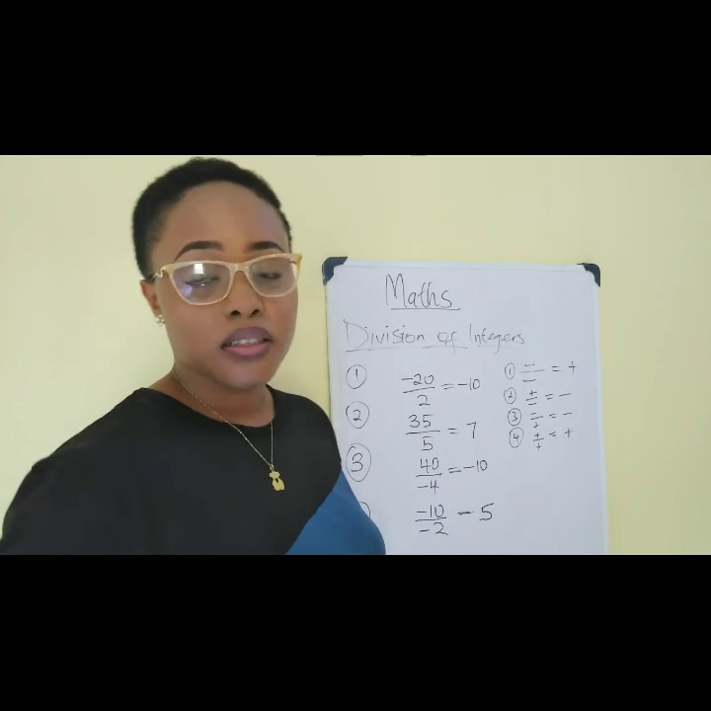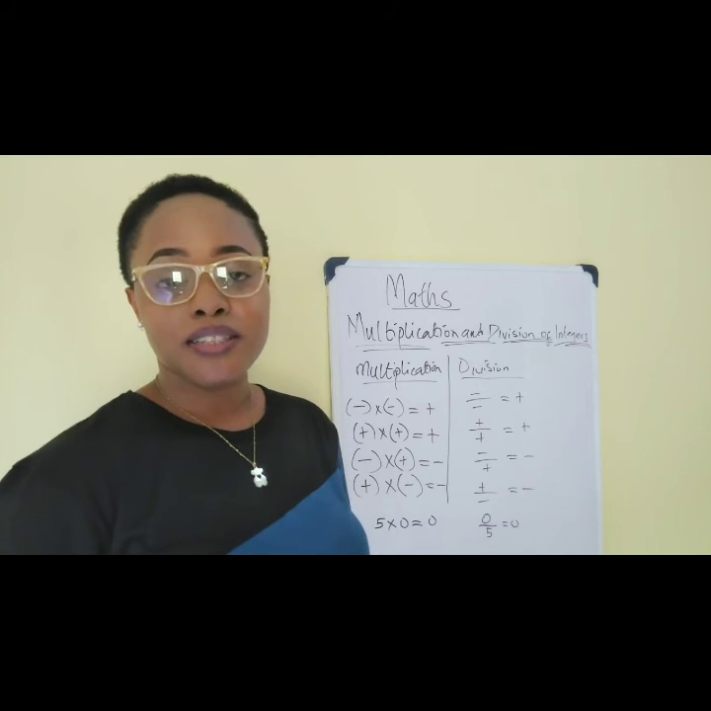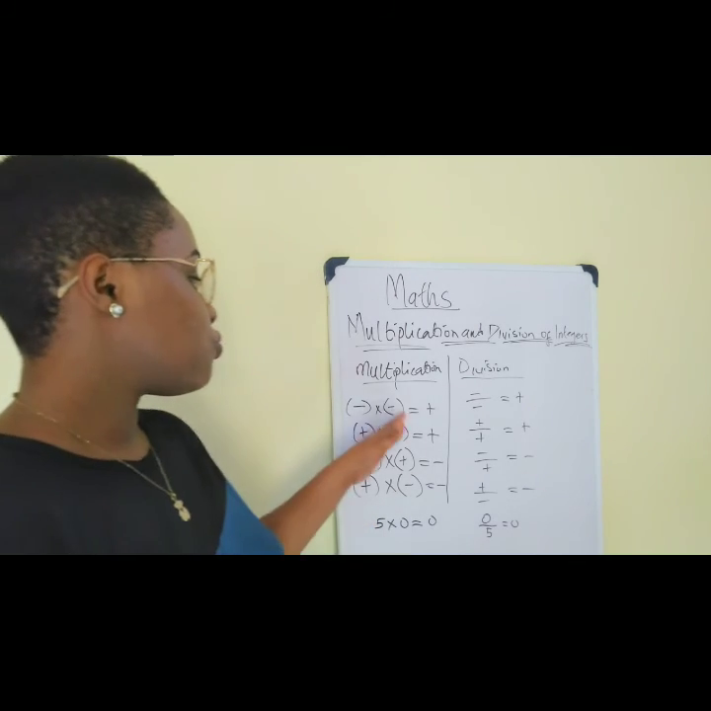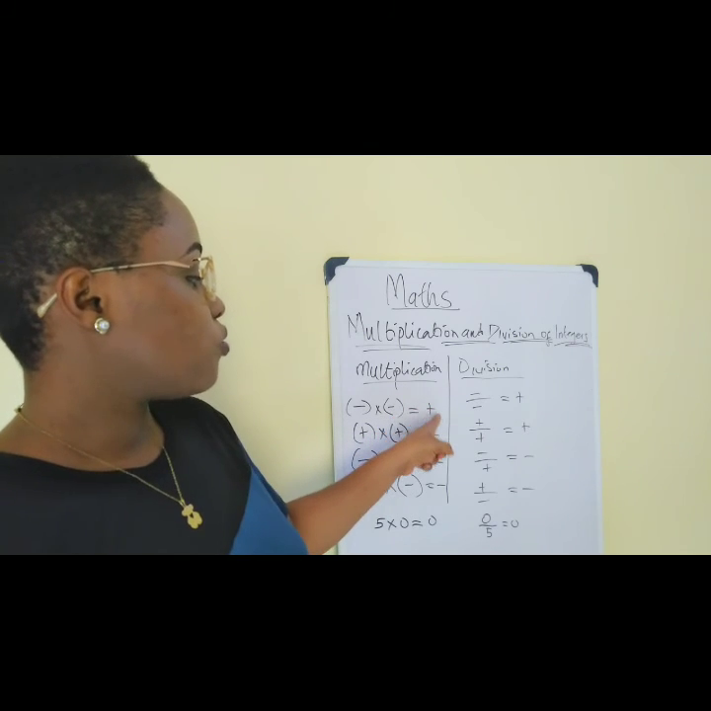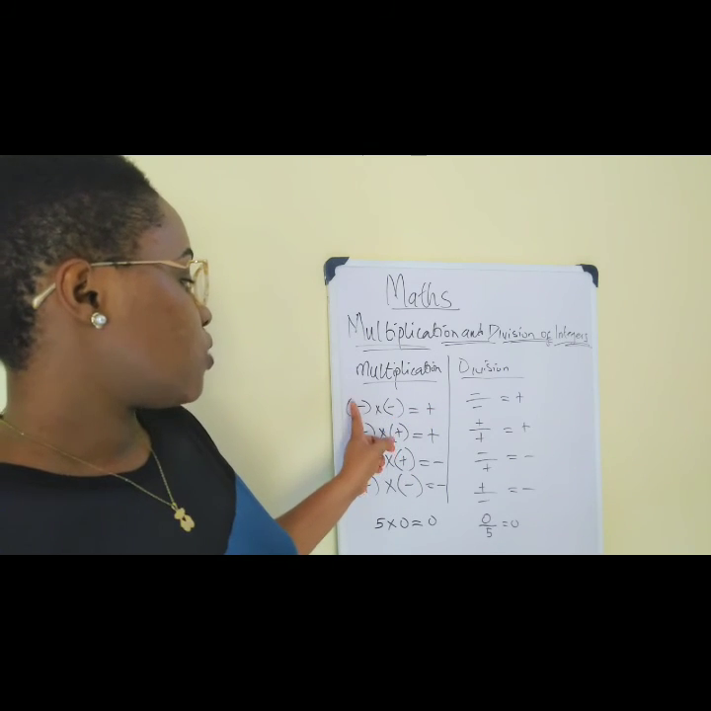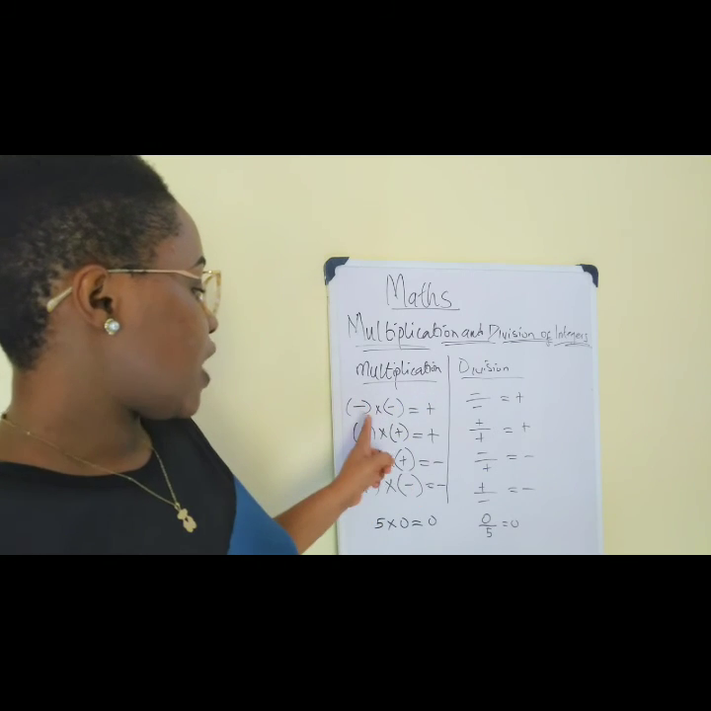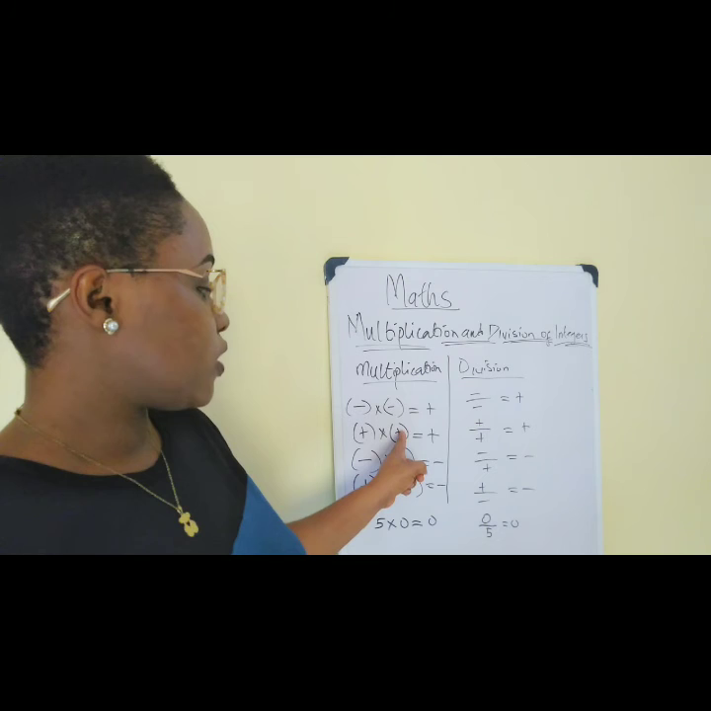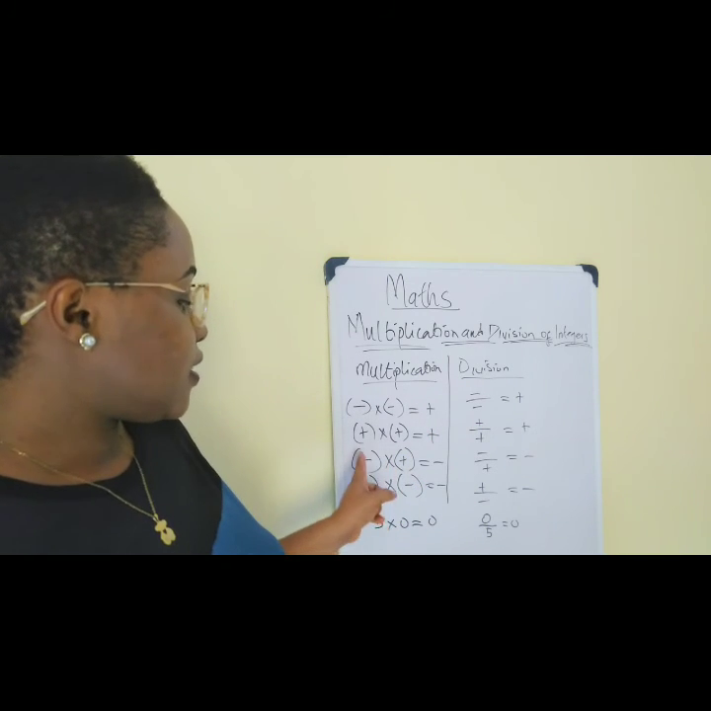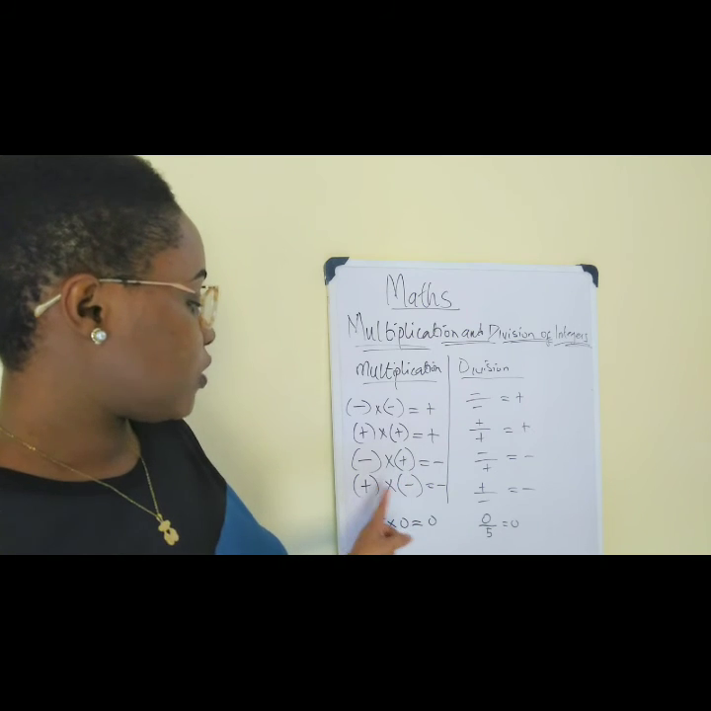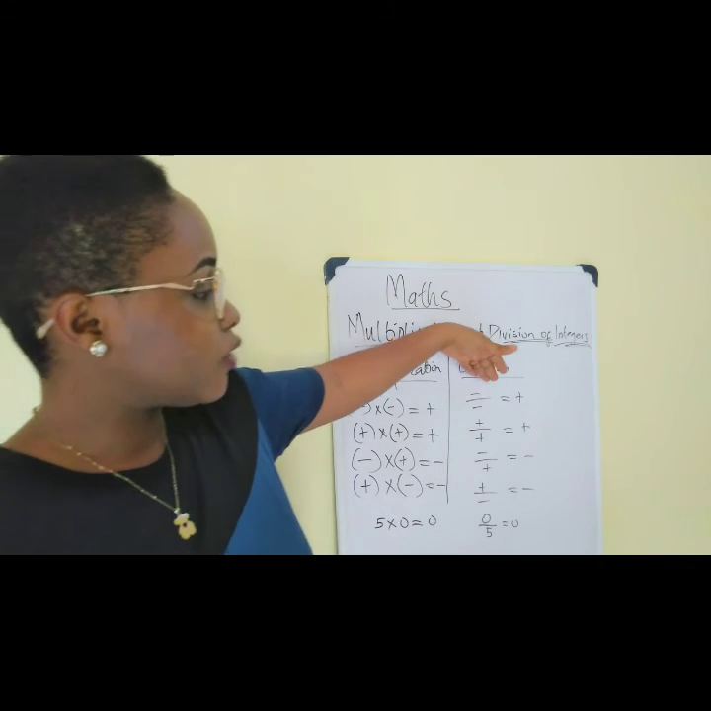And that is it for division of integers. In summary of multiplication and division of integers, from these rules that I gave you can see that if the signs are alike, the outcome will be a positive outcome. Look at this. This is a negative multiplying a negative. The outcome is a positive. And then a positive multiplying a positive, the outcome is also positive. But if the signs are not alike, this is a negative multiplying a positive or a positive multiplying a negative, the outcome will be negative. This also applies to division.